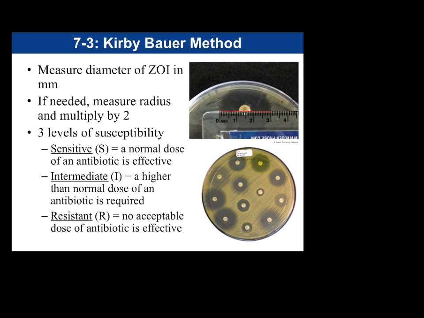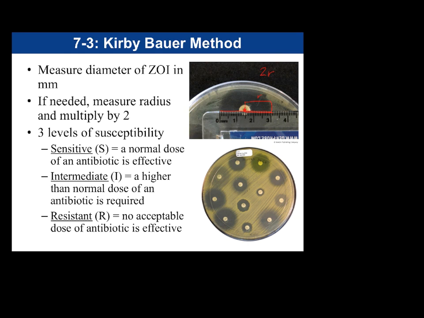If you are unable to get the entire diameter measured with your ruler, you'll want to take 2 times the radius. So you'll measure at the middle of your disc out to the edge. That would be your radius, and then you're going to multiply that by 2 because the diameter is 2r.